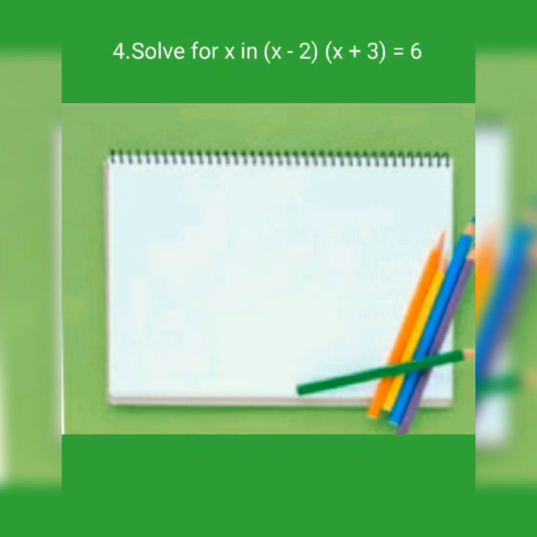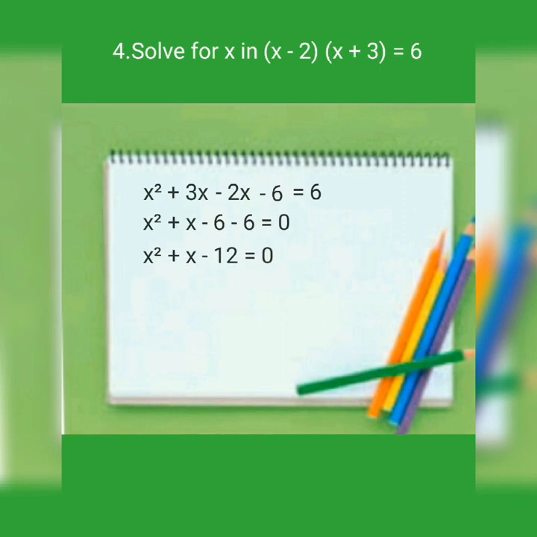Solve for x in the quantity of x minus 2 times the quantity of x plus 3 is equal to 6. Using the FOIL method, we have x times x is equal to x squared, x times 3 is equal to 3x, negative 2 times x is equal to negative 2x, and negative 2 times 3 is equal to negative 6. So we have x squared plus x minus 12 is equal to 0, and the factors of this are x minus 3 and x plus 4. Therefore, x are negative 4 and 3.